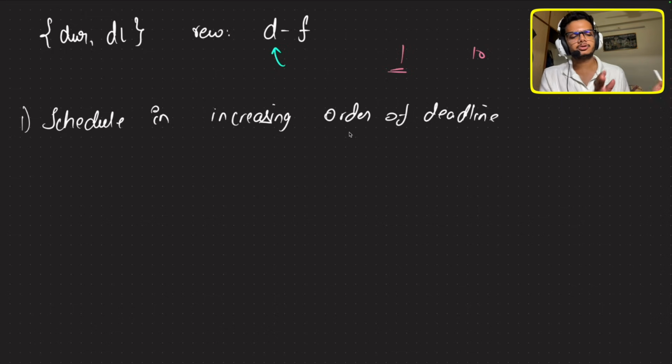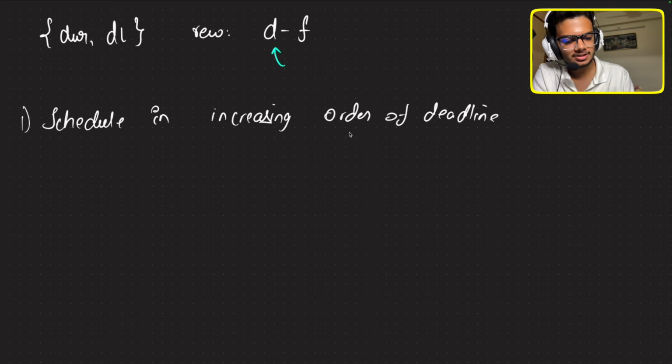So this is just a thought that can come to your mind, right? So one approach is scheduling in increasing order of deadline. But is this a valid strategy? If this is a valid strategy, I need to give you a proof. But if I have to fail this strategy, I just need to give you one example. So let me frame an example and fail this strategy.